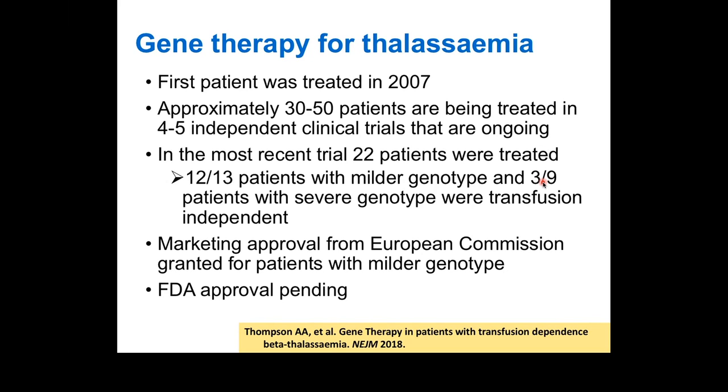In 12 out of 13 patients with non-transfusion dependent thalassemia, gene therapy worked. So they were transfusion independent. Whereas in only 3 out of 9 patients with transfusion dependent thalassemia, gene therapy had fully worked. So it's again giving mixed results. However, based on the findings of this trial, marketing approval for gene therapy for clinical use was granted by the European Commission, and FDA approval is pending. So gene therapy will be available as a standard treatment even if it has shown some mixed results.